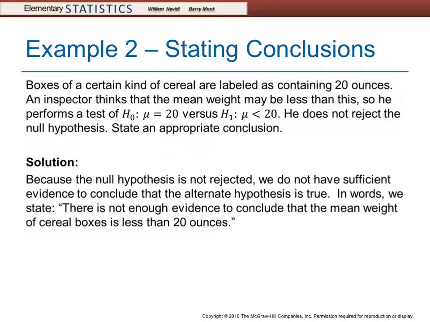Because the null hypothesis is not rejected, we do not have sufficient evidence to conclude that the alternative hypothesis is true. In words, we may state there's not enough evidence to conclude that the mean weight of cereal boxes is less than 20 ounces.